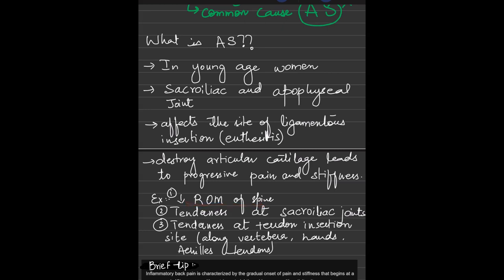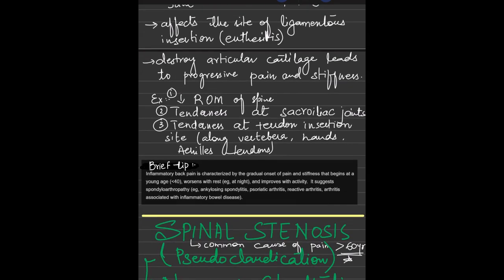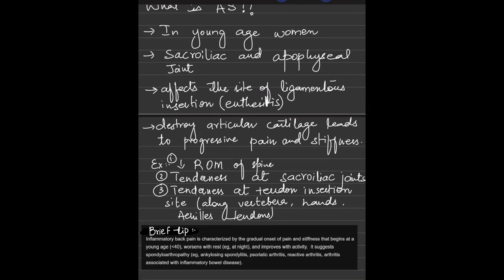Examination: decreased range of motion of the spine. The patient will not be able to do the same kind of spine movements. Tenderness will be present at the sacroiliac joint, which we call the side. Tenderness will be present at the tendon insertions that I was talking about, ligament insertions along the vertebrae, the hands and the Achilles tendons. That means the heel will be involved in these situations. So if a scenario comes related to all of these things, then we might need to talk about the patient having ankylosing spondylitis.